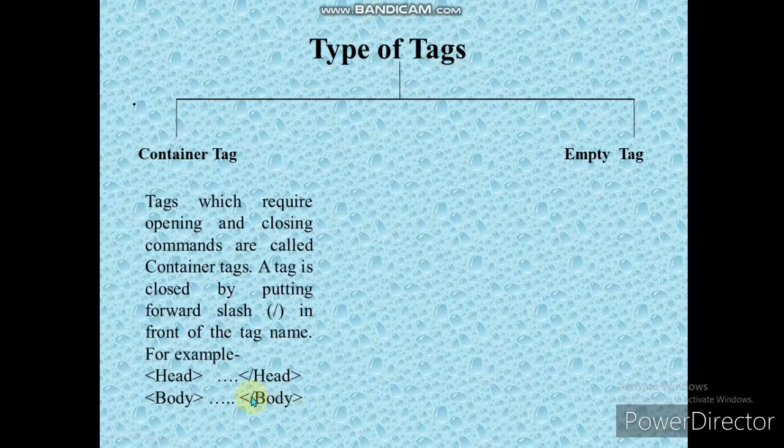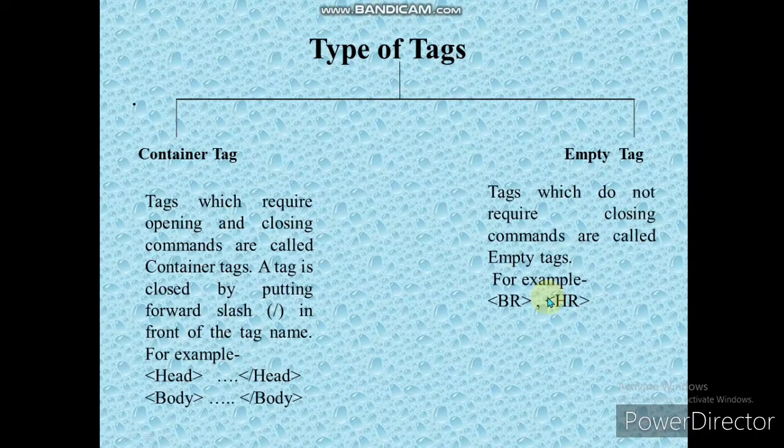before the name, right? I repeat once again, container tag is a tag that needs to be closed. A tag is closed by putting a forward slash in front of the tag name, right? Container tag needs to be closed. Underline this point. Second is empty tag. What is empty tag? Tags which do not require closing commands are called empty tags. A tag which does not need to close is known as empty tag.